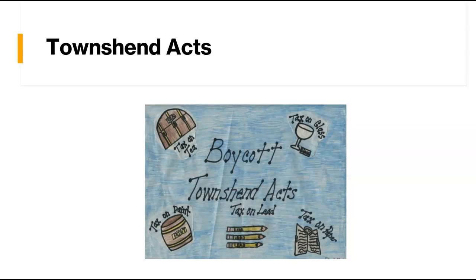The Townshend Acts. So this is going to be even more taxes, and you can see in this little drawing that now we're taxing glass and tea and paint and pencils and paper, and I mean just so many more things. That's going to, of course, make the colonists even more angry.